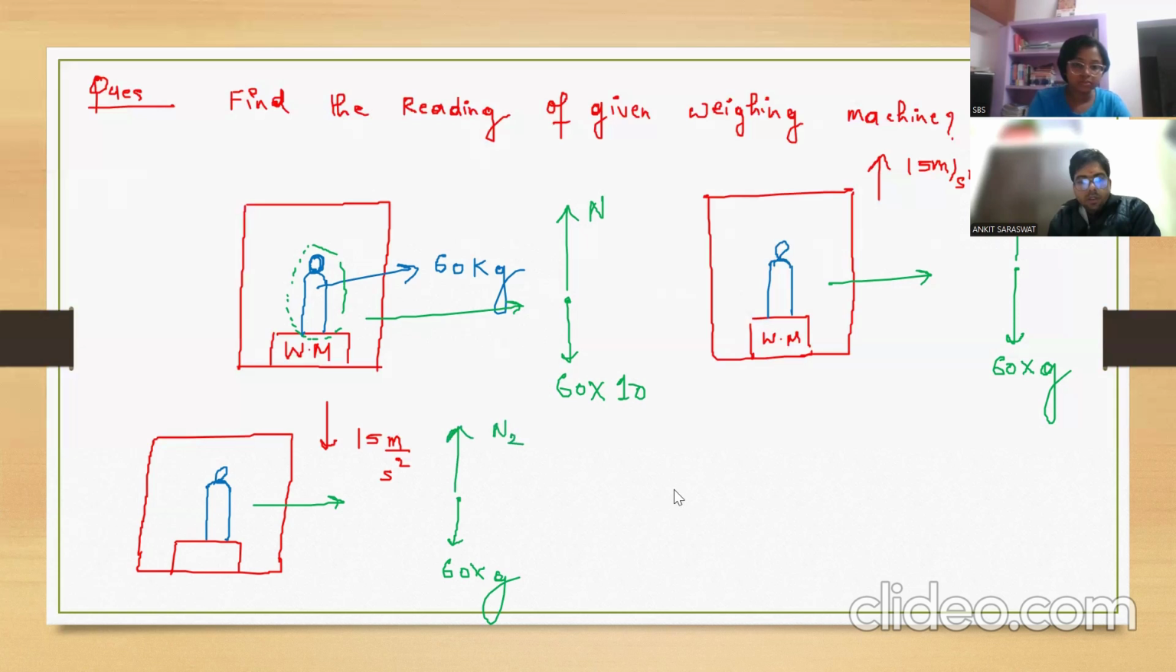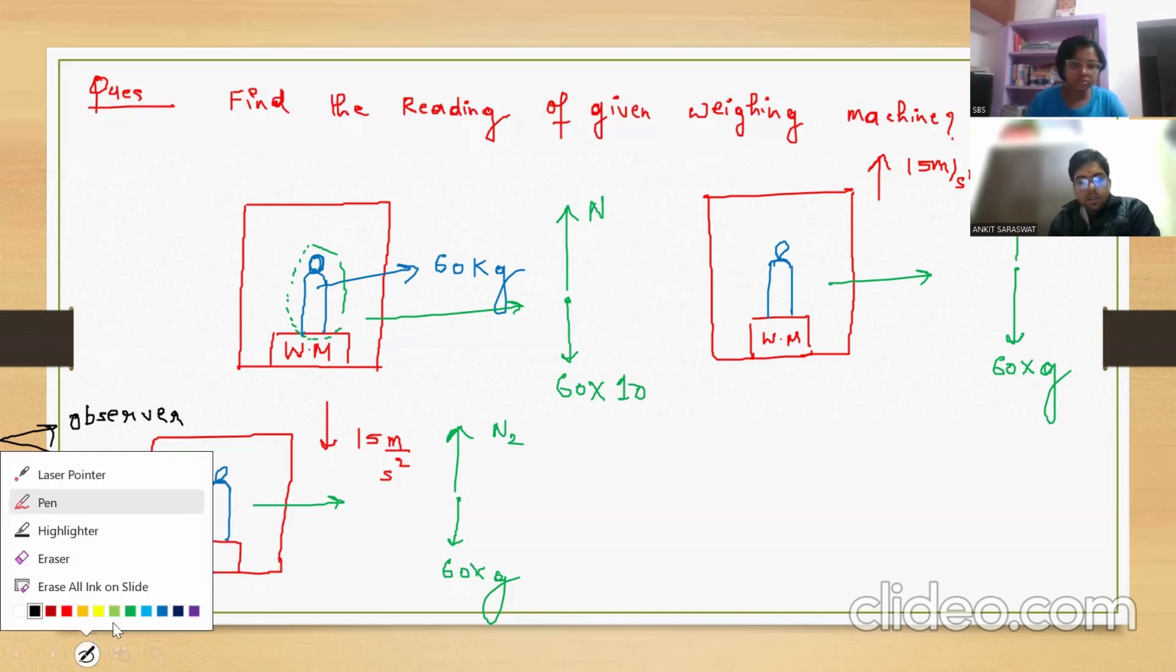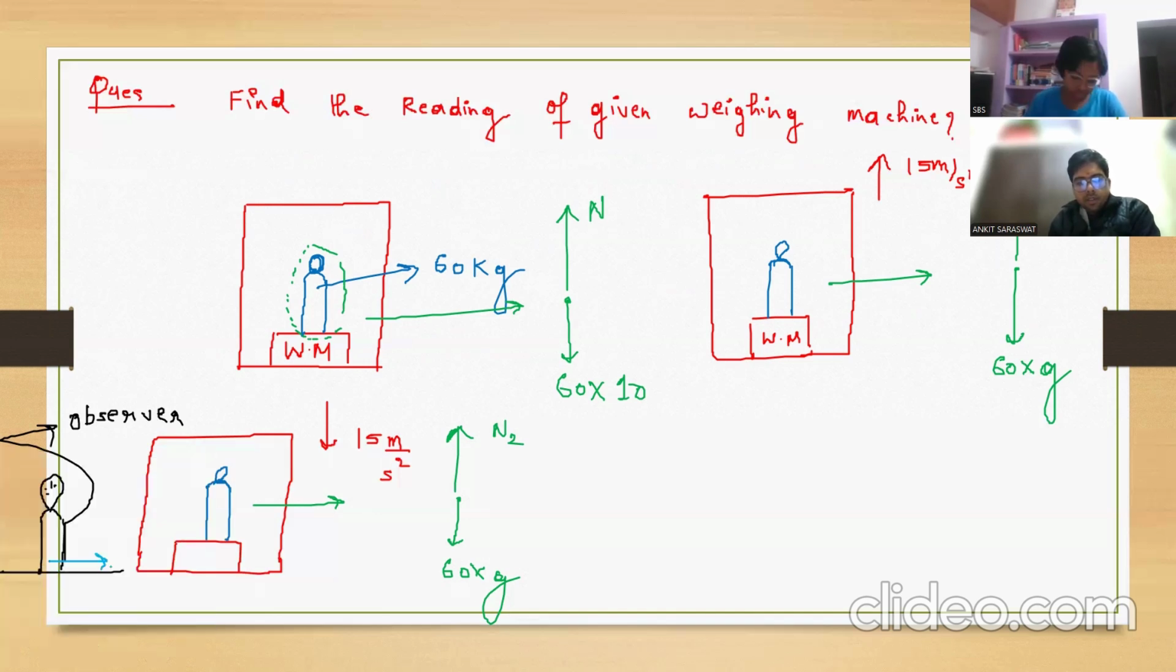Now this is according to a person on the ground. This person is standing on the ground. I'm going to explain all these cases according to the person who is standing on the ground. He is the observer. Clear? He is an inertial frame, so there is no pseudo force on that side. Or else you can use x and y. He's standing on the ground; in your mind, you can draw x and y like this. Clear?